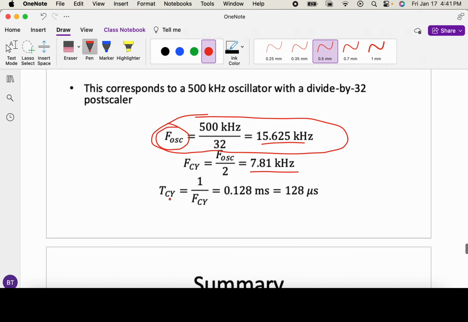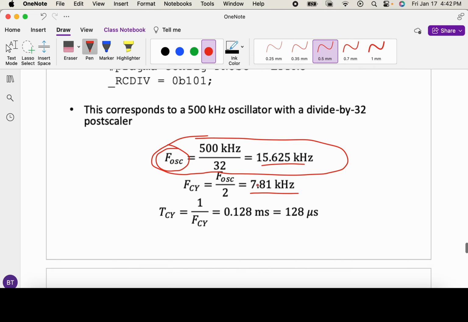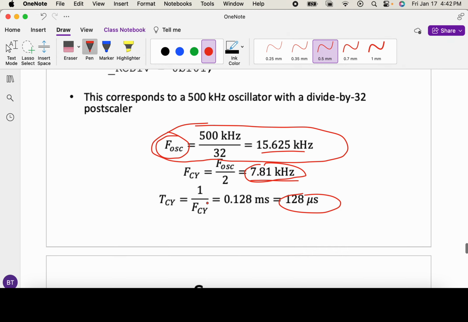Remember our original question was how long will each instruction take? If we are doing 7,810 instructions per second, that's what this says, then each of those instructions takes 128 microseconds, right? So it's just the period of our clock frequency.